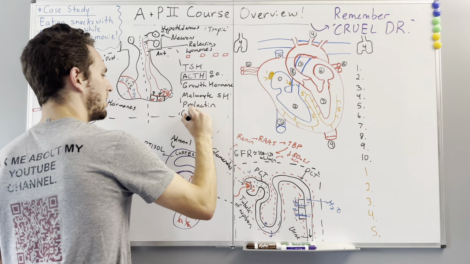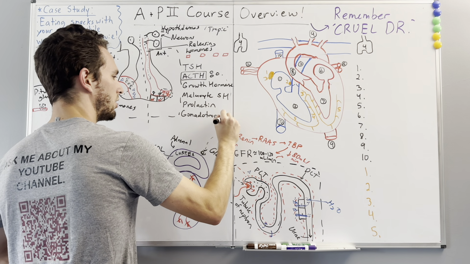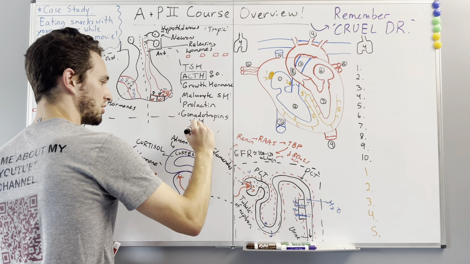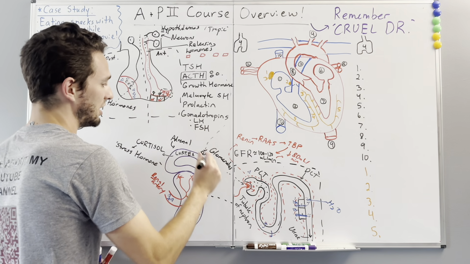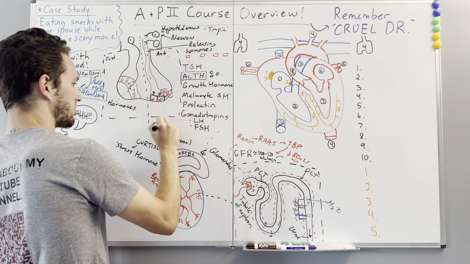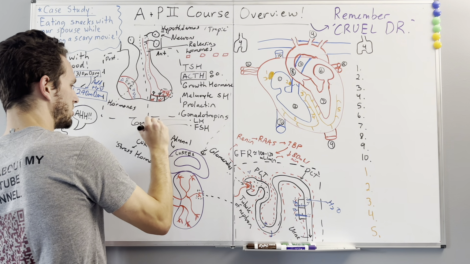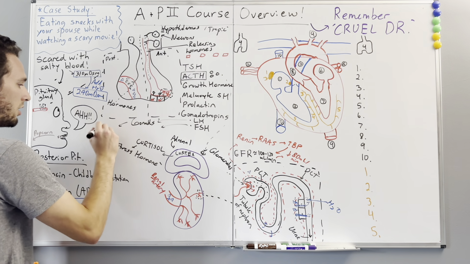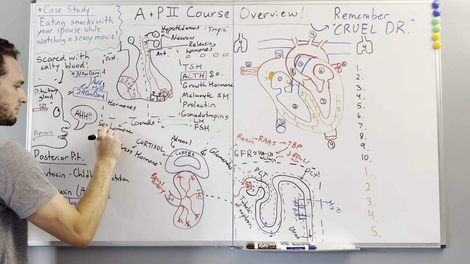Now the last one is a classification called gonadotropins. Gonadotropins, there are two types of these. There's LH, luteinizing hormone, and FSH, follicle stimulating hormone. Both of these will travel to the gonads. So I'm just going to draw an arrow to the gonads, whether it's the testes for males or ovaries for females, and it will trigger sex hormone release.